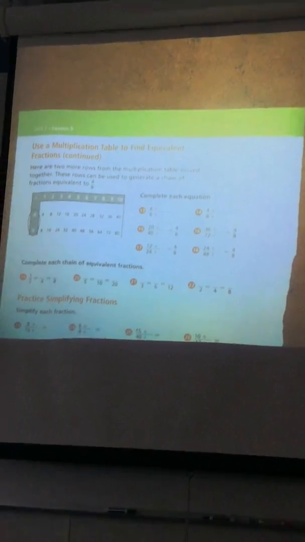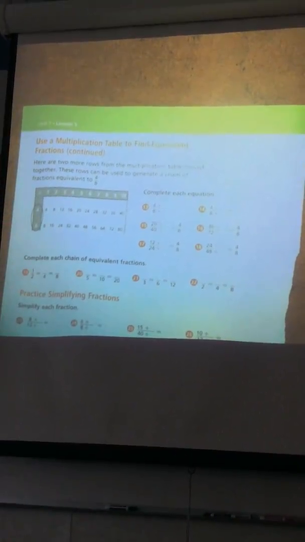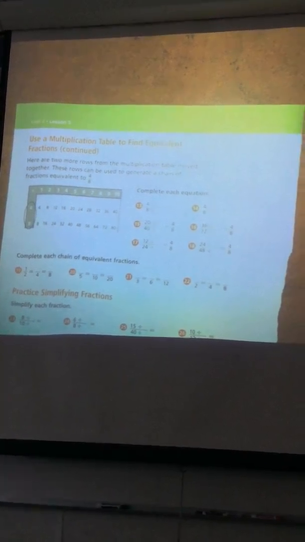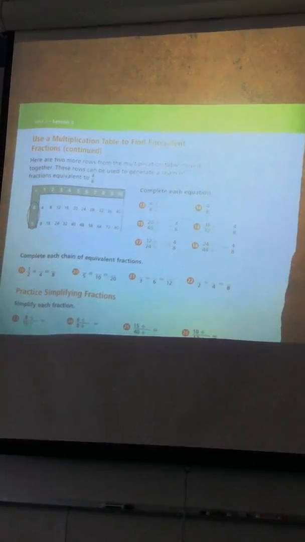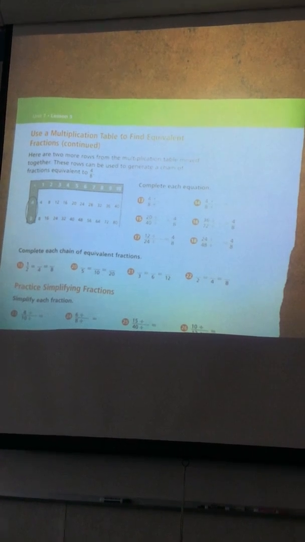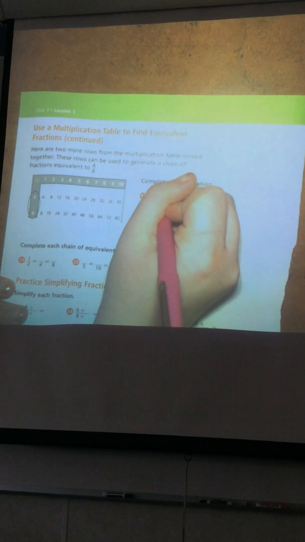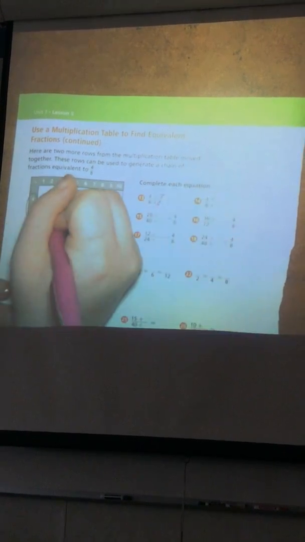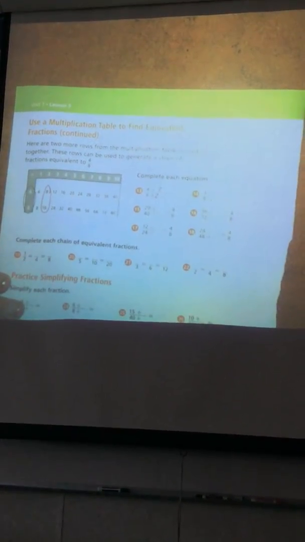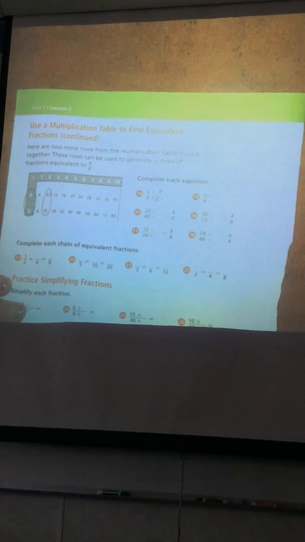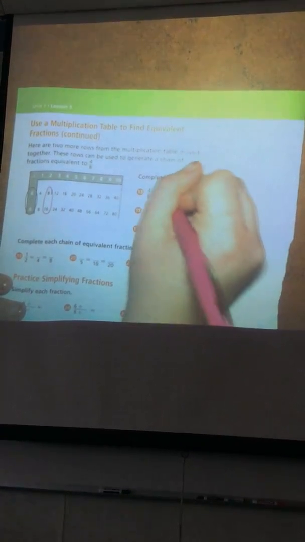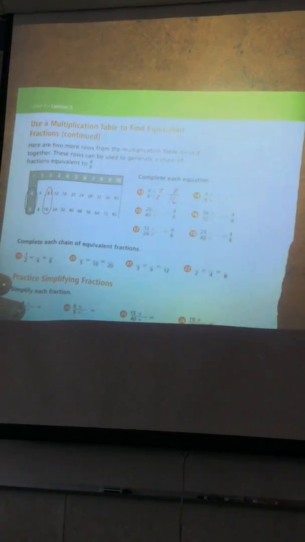So here are 2 more rows from the multiplication table moved together. These rows can be used to generate a chain of fractions equivalent to 4/8. So 4/8 times, let's say we're going to do it times 2, okay? I'm going to times by 2 and times by 2. So if I go to the 2's, I can circle that. So let's see if that's right. 4 times 2 equals 8, and 8 times 2 equals 16. Very good. So let's try another one.